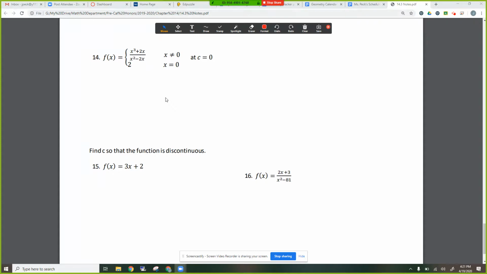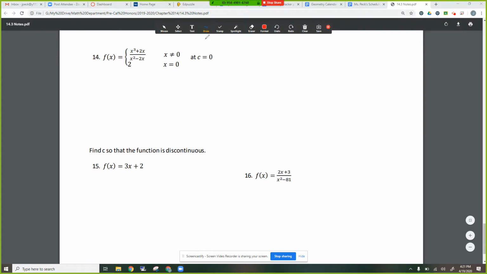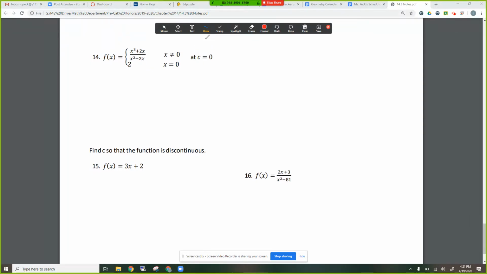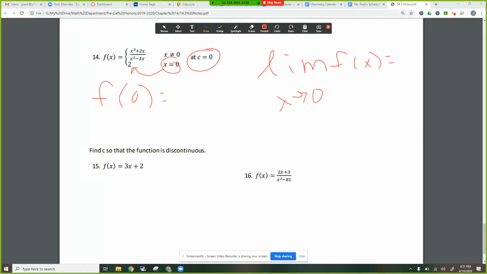Okay, number 14 is going to get a little bit more creative. I'll use creative instead of complicated. So because this is a piecewise function, we have a little bit more work to do. We have to do 3 things. So we have to do f of 0, and we'll want to find the limit as x is approaching 0. And we want to make sure those are the same numbers. So f of 0, well, where x equals 0, our answer is 2. So f of 0 is 2.